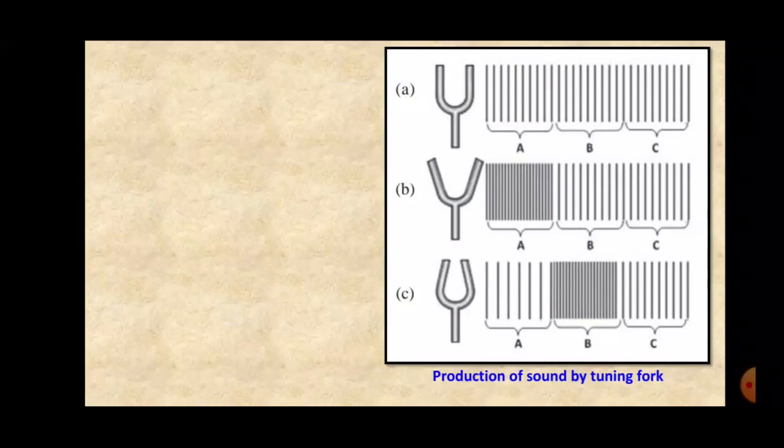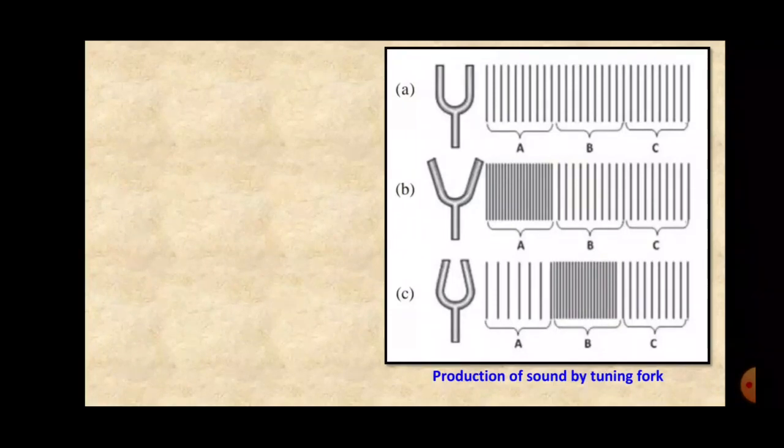Now in A, when it was compression, B was rarefaction. But now A has become rarefaction, so the pressure has increased on B, and now B has become compression, right? So such a periodic motion of the prongs creates compression and rarefaction in the air, and thus sound waves are created. So this rarefaction, compression, rarefaction, compression, these are nothing but the production of sound waves.